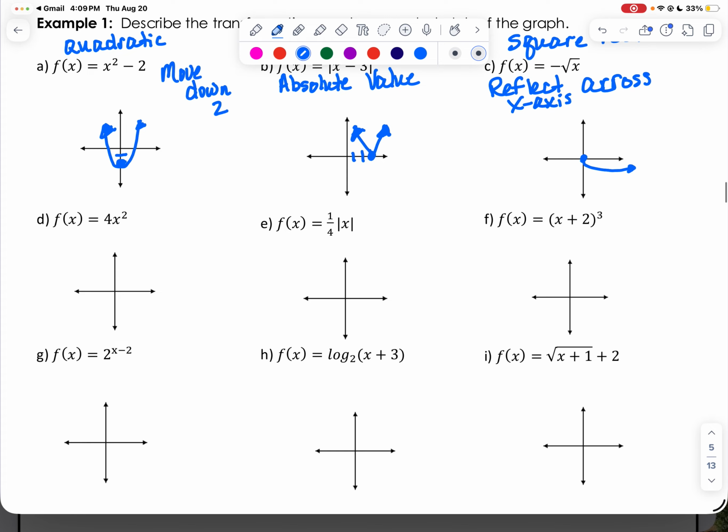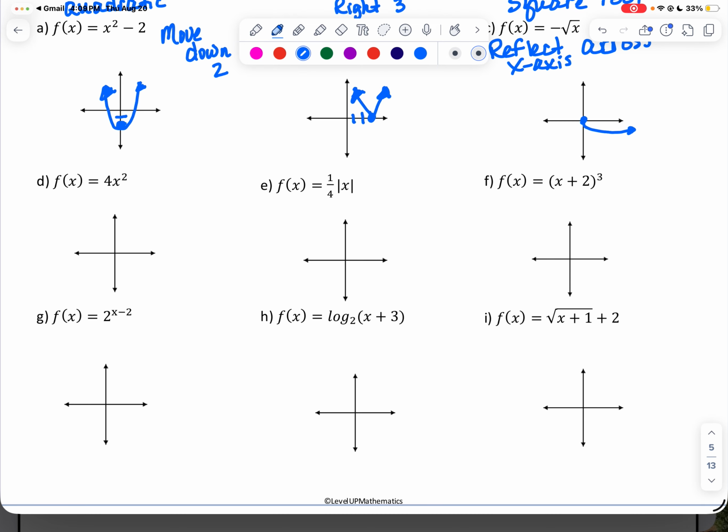All right. Problem D, f of x equals 4x squared. Because we have an x squared, we know this is a quadratic function. So it's going to be a U-shaped graph. And this 4 is multiplied by the x squared. So it's going to vertically stretch by a factor of 4. What that means is all the y values are going to be multiplied by 4. So this graph is going to become very narrow.